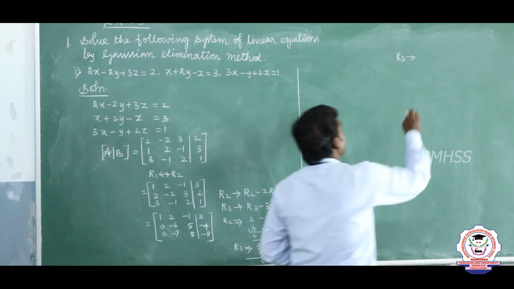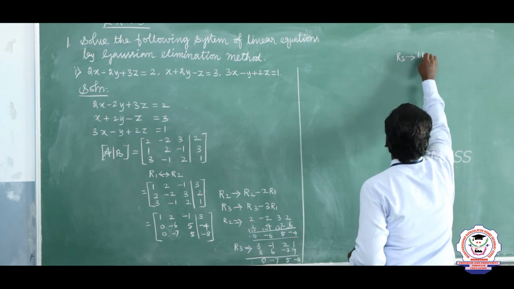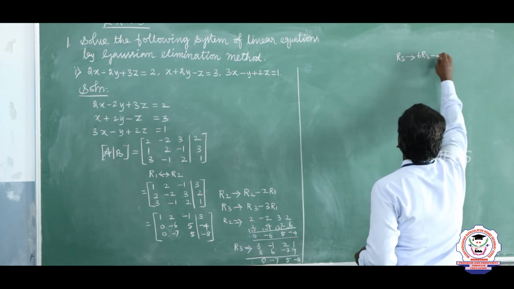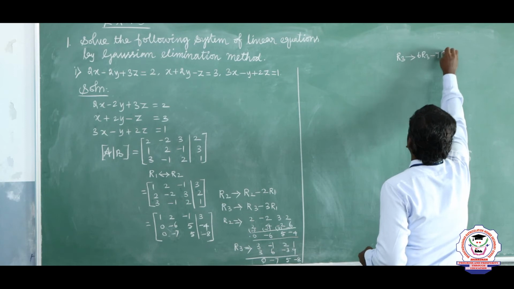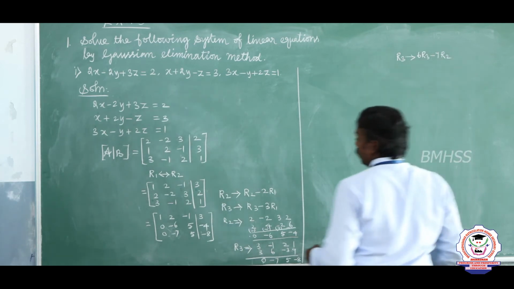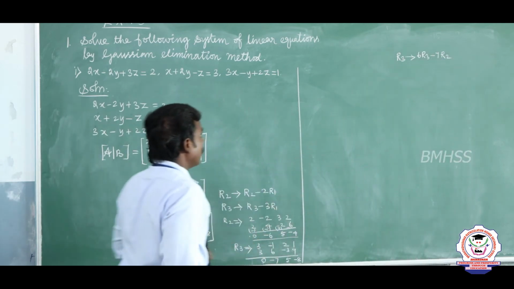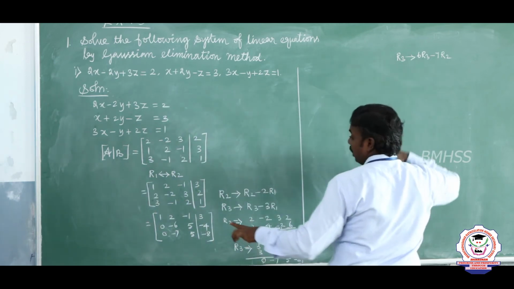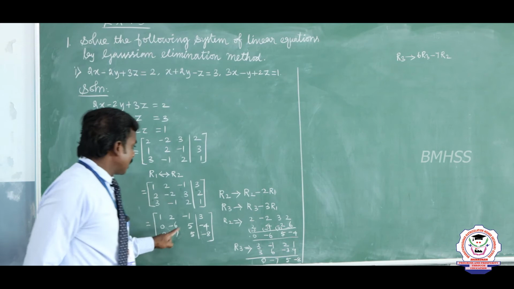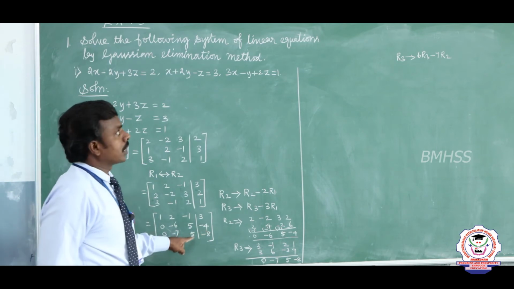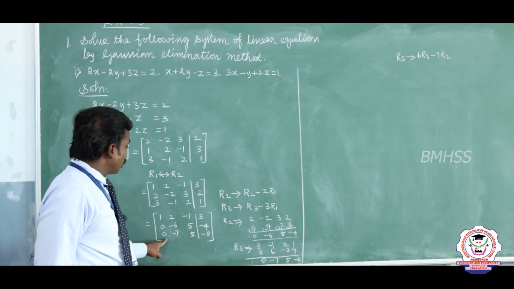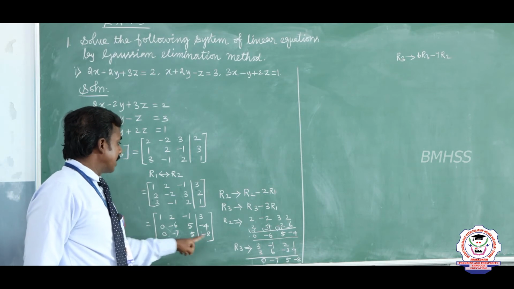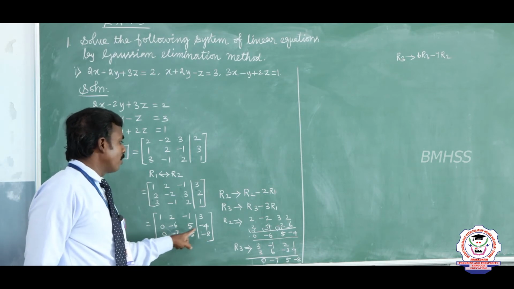R3 becomes 6 R3 minus 7 R2. Very simple. Now I am going to simplify that. What are the third row elements? 0, minus 7, 5, minus 8. The second row elements are 0, minus 6, 5, minus 4.